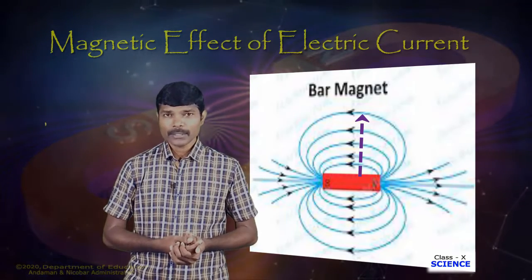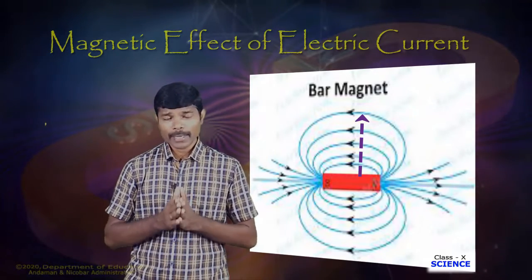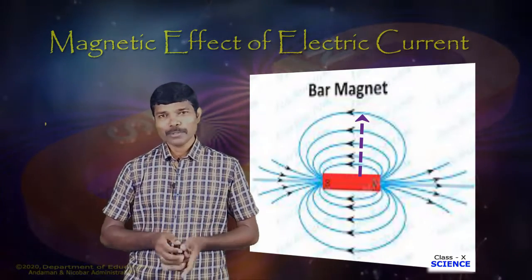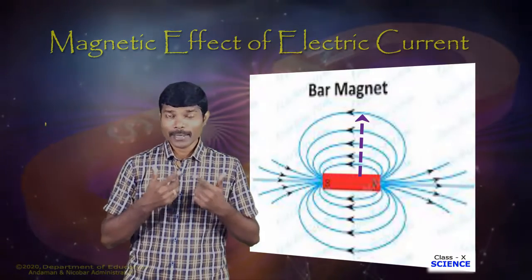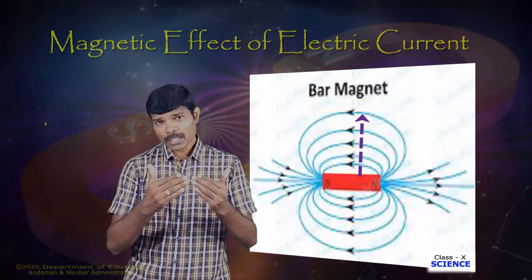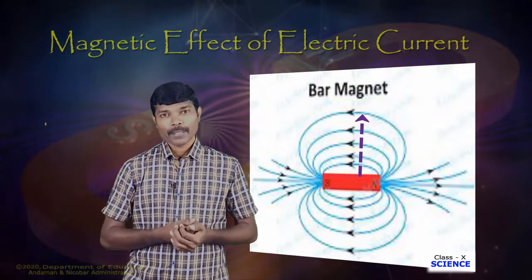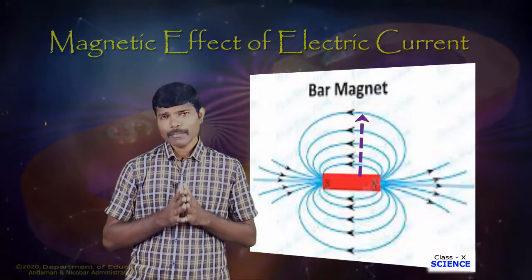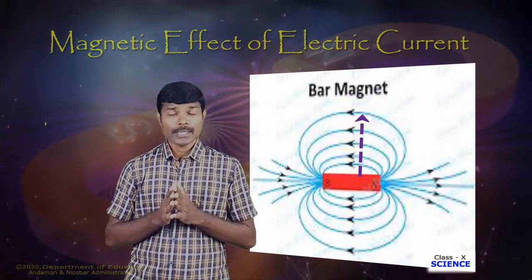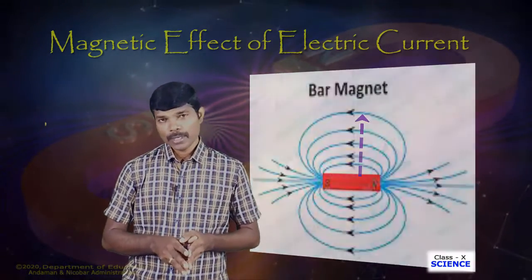magnetic field decreases. From this we can understand that the magnetic field is inversely proportional to distance, which means if the distance is increased, then the magnetic field is decreased. If the distance is decreased, then the magnetic field will be more. From this we can understand that the magnetic field produced by the magnet is inversely proportional to distance.